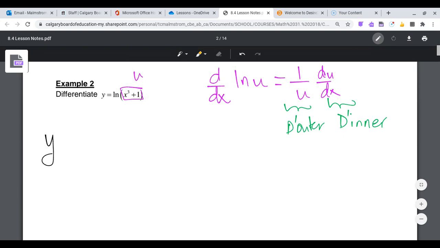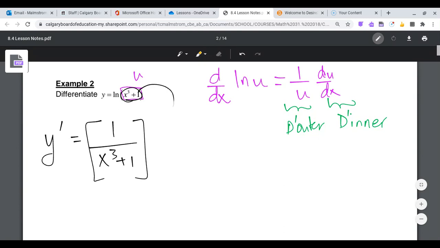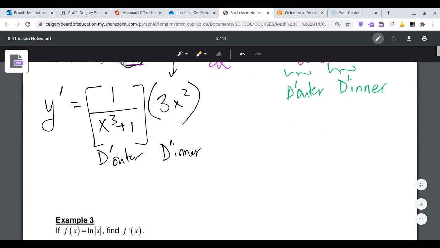Okay, so let's do this. Change colors. So y prime is going to be 1 on u, being x cubed plus 1. And then we have to take the derivative of the inside, which would be 3x squared. So we have our d outer, and then we have our d inner. And then when we tidy that up, the 3x squared can just become the numerator. And that one's done.